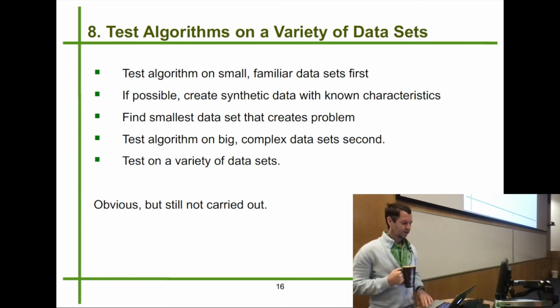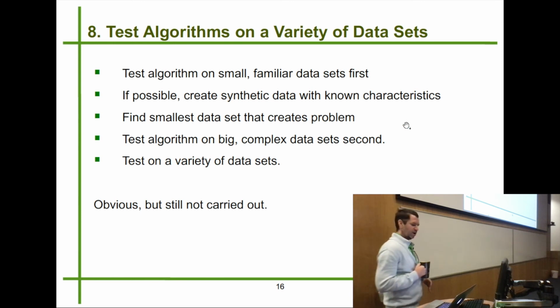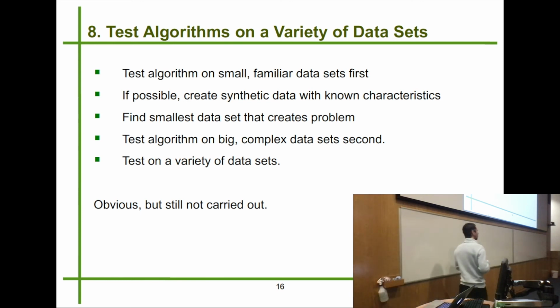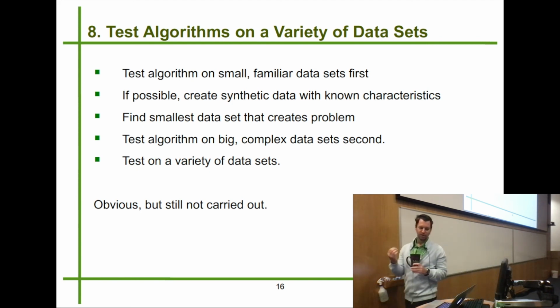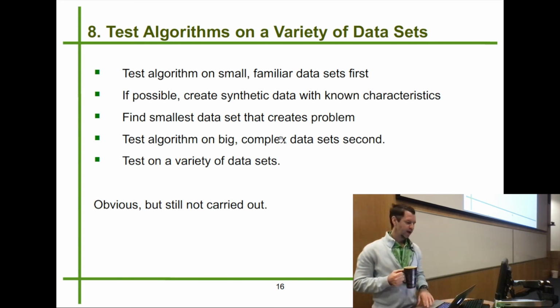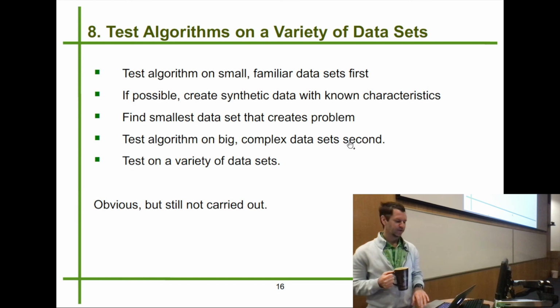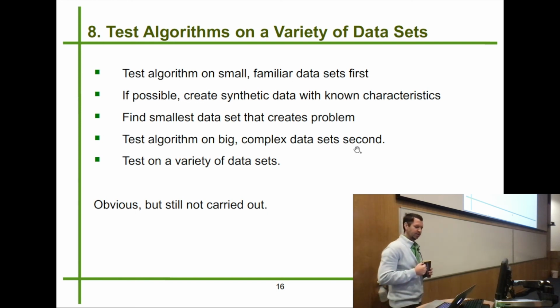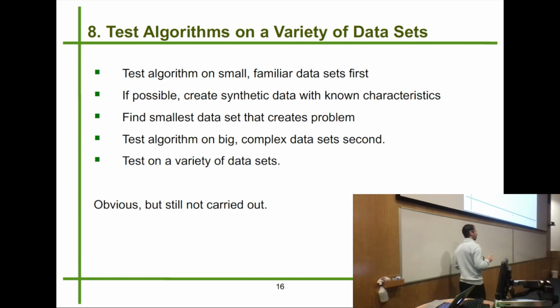You can create your own synthetic data with known characteristics. Find the smallest data set that creates a problem. If you have a bug associated with data, you try to create the smallest data set possible that generates the bug. And then after that's working, you test your algorithms and your software on big, complicated data sets and test on a variety of data sets. This is a very obvious debugging technique, but it's very often overlooked, very often.